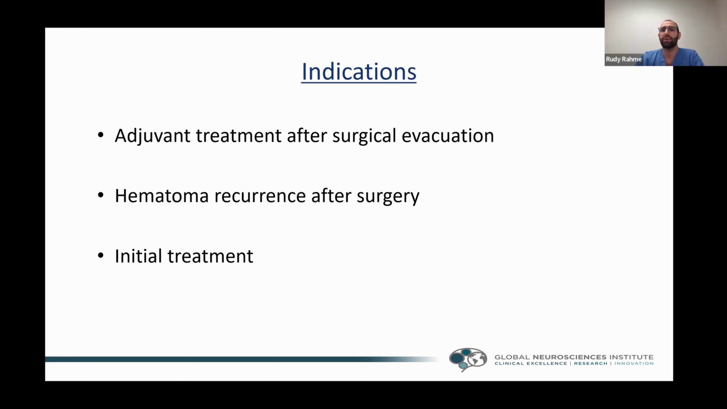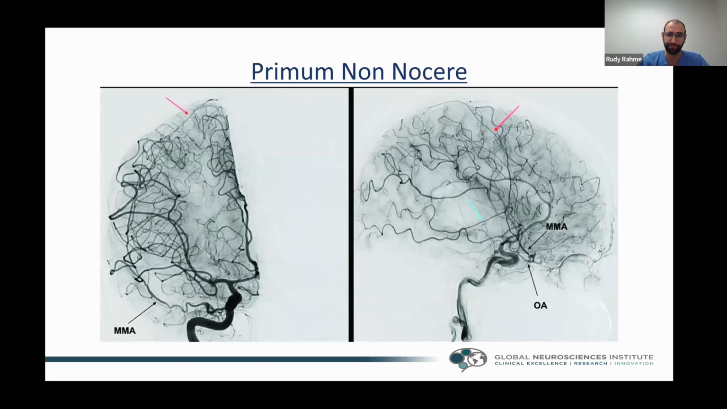Second is somebody who has a subdural hematoma, they undergo surgery, they come back later with a recurrence, and you do an MMA embolization. And third, which is now being more and more explored, is as an initial treatment, a standalone treatment for these patients. We'll talk a little bit about it, but as we can see, it is safe, and it works very well. So a standalone treatment is definitely something that is appropriate for select patients.